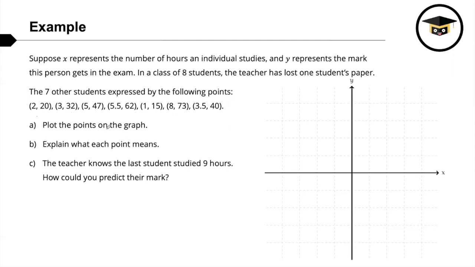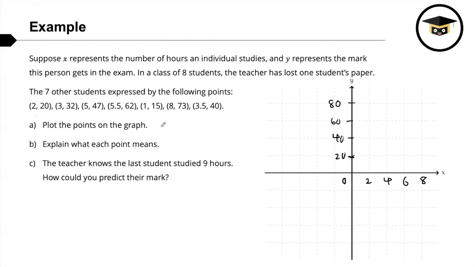So part A, plot the points on the graph. It's kind of difficult to do so on this graph, but in terms of our X values, they range from 2 all the way till about 8. So let's say intervals of 2: 0, 2, 4, 6, 8. There's no negative hours, so we can ignore the entire left side of the graph. The marks they got range from, oh no, it starts from 15, so 15 all the way till 73. So let's use intervals of 20: 20, 40, 60, and 80.